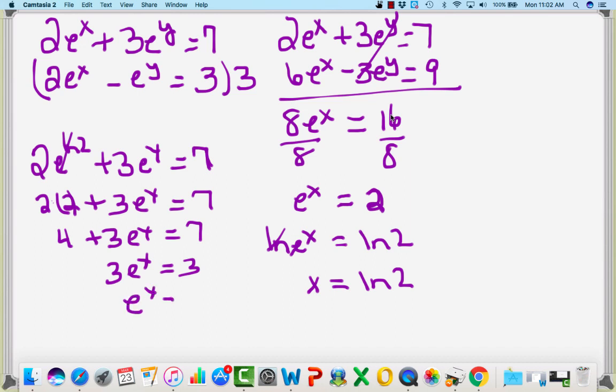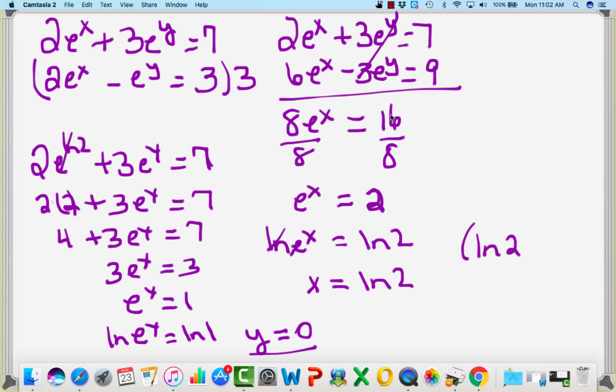And then I will take the natural log to get the y by itself. So the natural log of e to the y equals the natural log of 1. But then that tells me that y would equal the natural log of 1, which we're supposed to know is 0. So y is 0. So my ordered pair is the natural log of 2, 0.